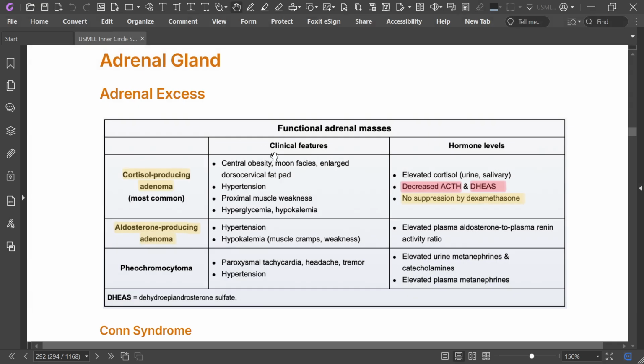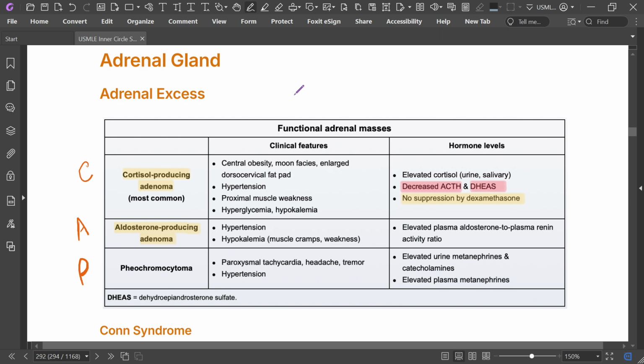Okay, now adrenal excess. In functional adrenal excess, there may be a cortisol producing adenoma or an aldosterone producing adenoma. So in functional adrenal excess, you should remember the CAP. What does the CAP mean? Cortisol producing adenoma, which is most common, aldosterone producing adenoma, and pheochromocytoma. These are the functional adrenal masses.